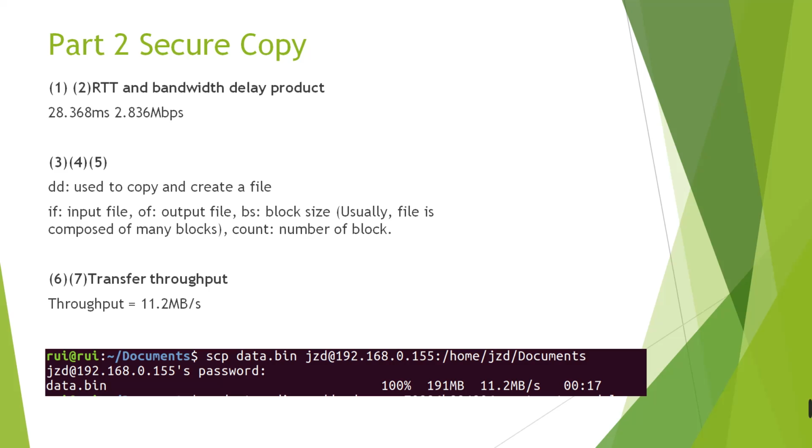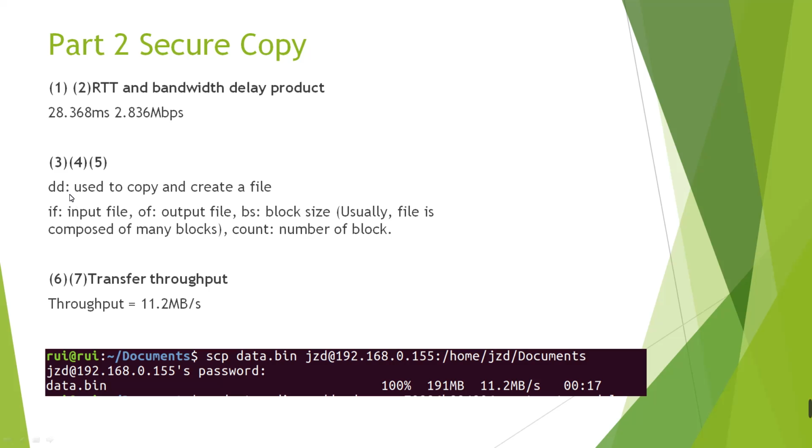Okay, here is part 2, secure copy. Here we are supposed to send a file we created to another terminal to test the speeds. For questions 1 and 2, the SCP tool actually shows you the round trip time and bandwidth, so we only need to make a simple multiplication to get the bandwidth delay product. And questions 3, 4 and 5 are just some command lines we input to complete the file transfer.